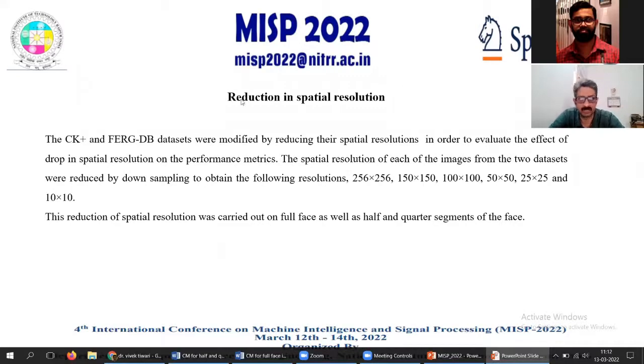Now, reduction in spatial resolution. The CK plus and the FERG datasets were modified by reducing the spatial resolution in order to evaluate the effects of a drop in spatial resolution on the performance metrics. The resolutions that we reduced to were 256 cross 256, 150, 100, 50, 25, and finally 10 cross 10. This reduction of spatial resolution was carried out on full face as well as half and quarter segments of the face.